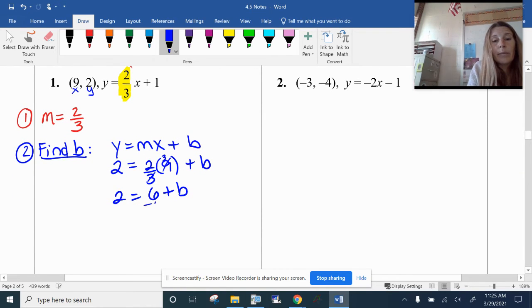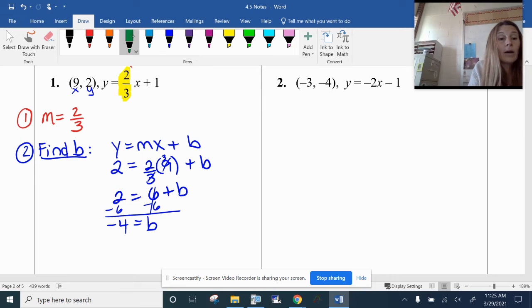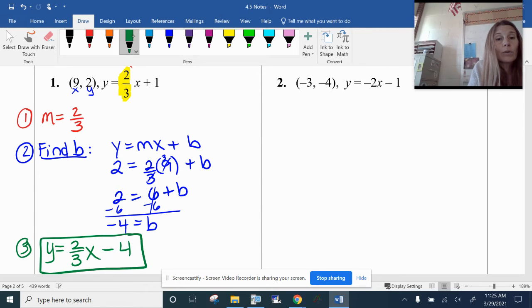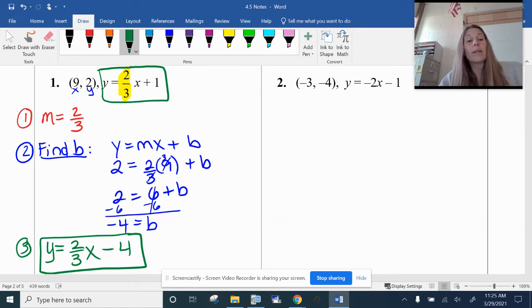And of course, then I would get my b by itself by subtracting the 6. And that gives me -4. And now I can write my equation in slope-intercept form: y equals 2/3 x minus 4. So notice it has the same slope as my original equation, but a different y-intercept.